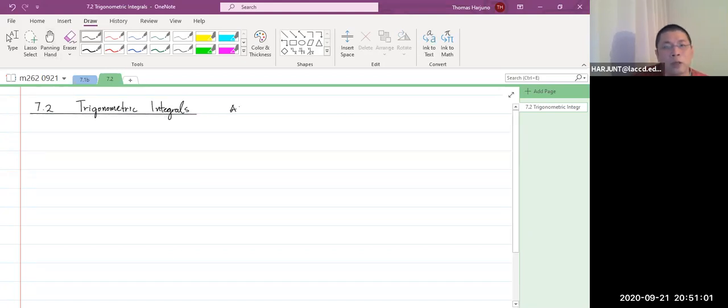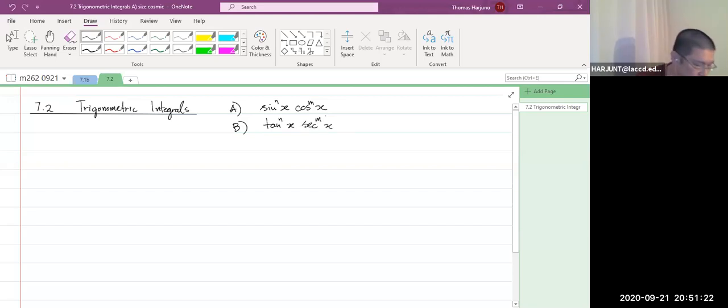The first one is the sine to the m of x, cosine to the n of x, so cosine sine type. The second type is tangent secant type. Yeah, we will only do those 2 parts.